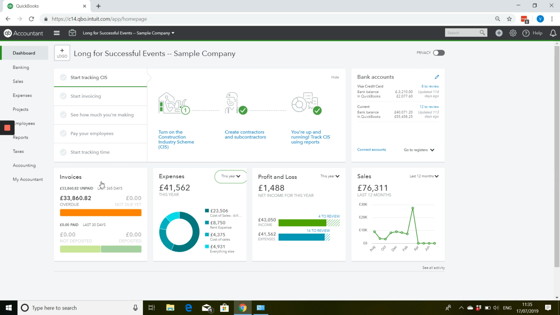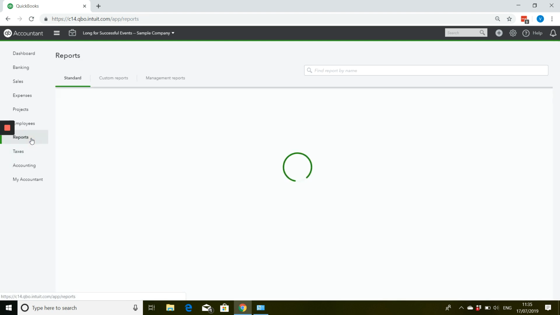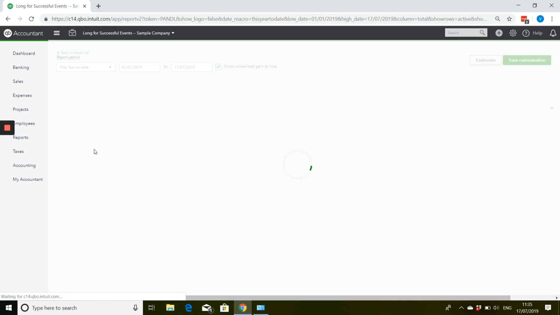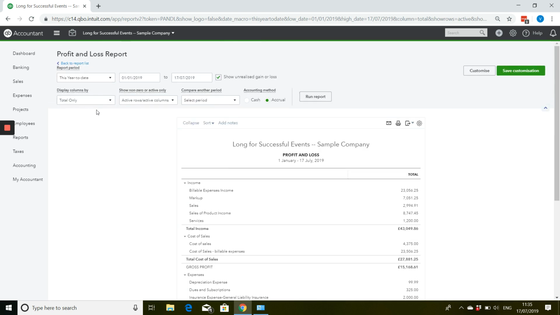And invoices, how much we've got overdue, and anything not being deposited. That's the last 365 days. So what we do, we go to the reporting tab. We'll just go over a couple of the basic reports. So the first one is the profit and loss. You can choose the different dates here, but I'm going to say this year to date.